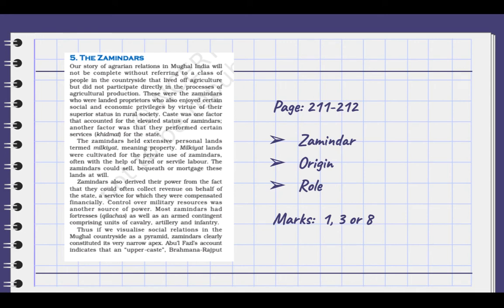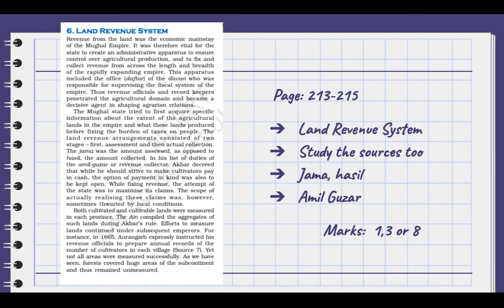And what were the powers of the zamindars under the Mughals? All of this forms part of this section, and you may get 1, 3, or 8 marker questions from here. Then we move on to page 213 to 215, and we look at the land revenue system here.